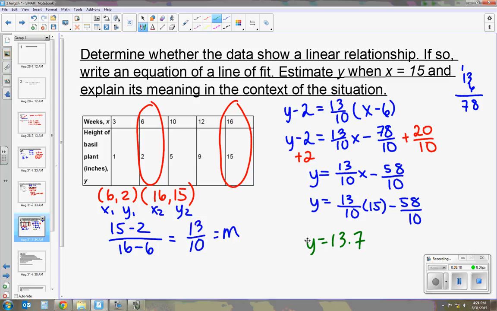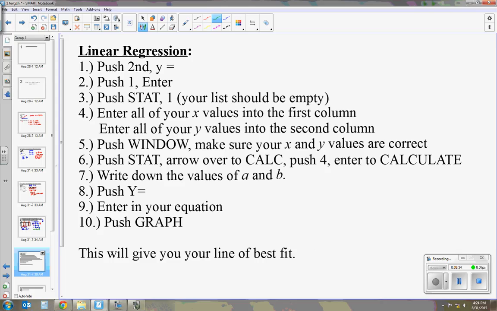And it says explain its meaning in the context of the situation. So after 15 weeks, the plant has reached a height of 13.7 inches. Okay. Now next up, I'm going to show you how to do linear regression.